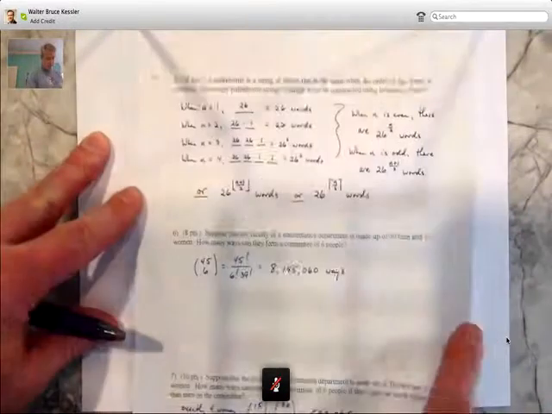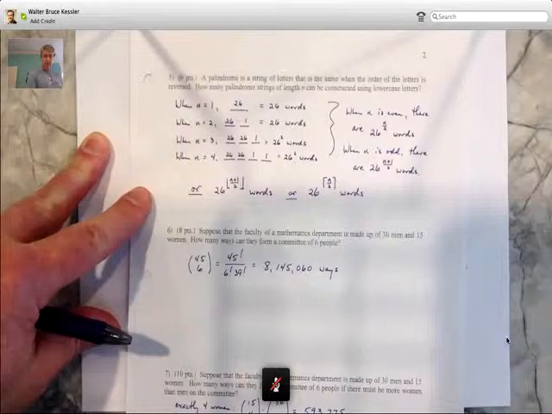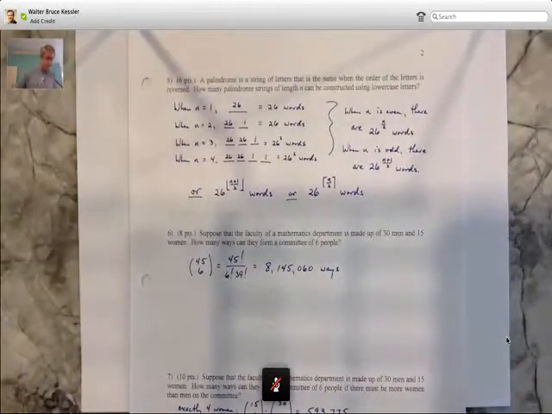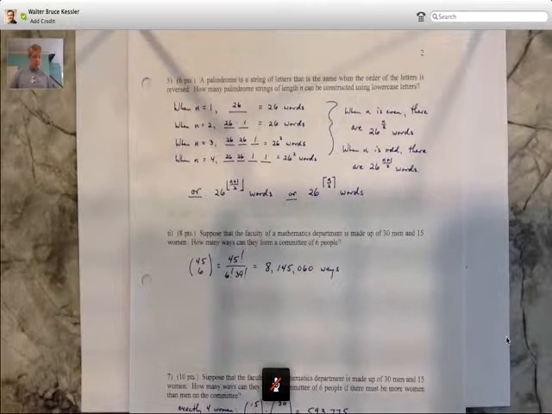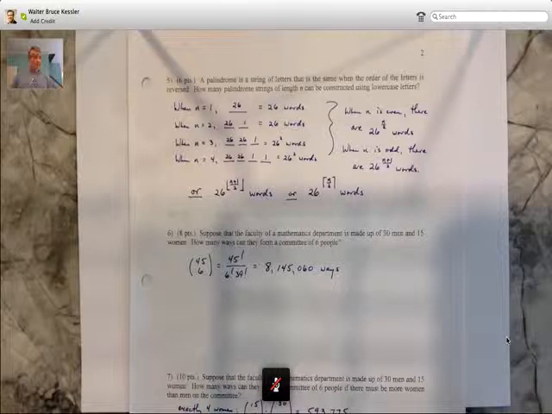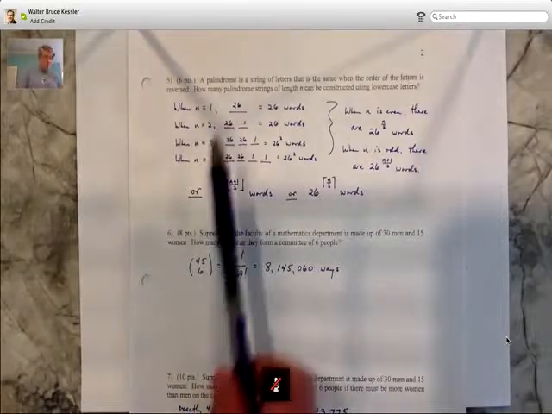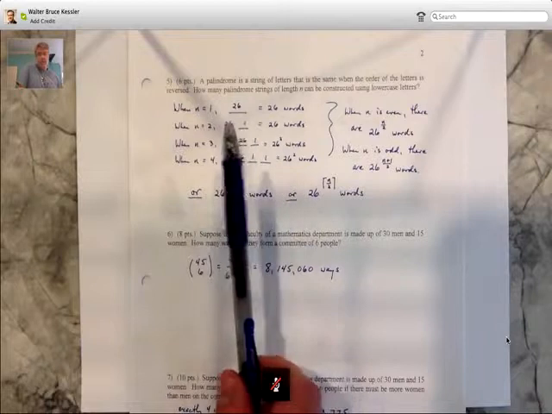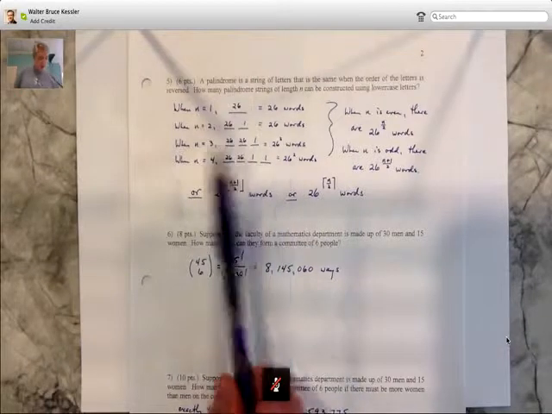Problem 5 was one that perhaps was a little challenging, but you need a few of these that make you think a little bit. A palindrome is a string of letters that is the same when the order of the letters is reversed. So how many palindrome strings of length n can be constructed using lowercase letters? And I didn't give you the number n. I'm letting n be a variable. So think about it. If n is 1, you've got 26 options of 1-letter words that when you put them in reverse order, it's the same word.